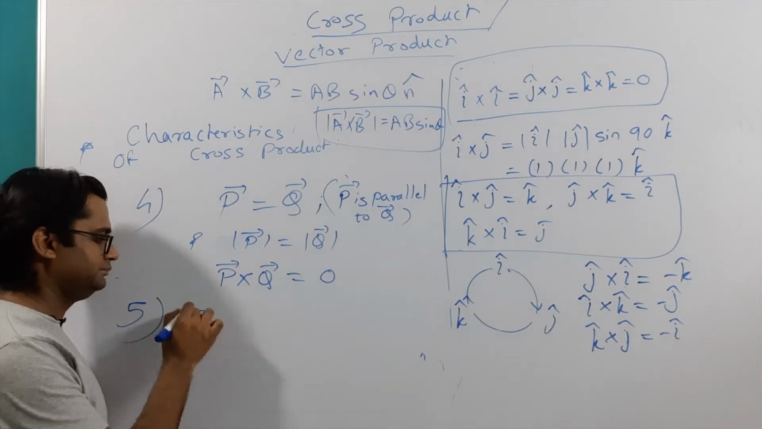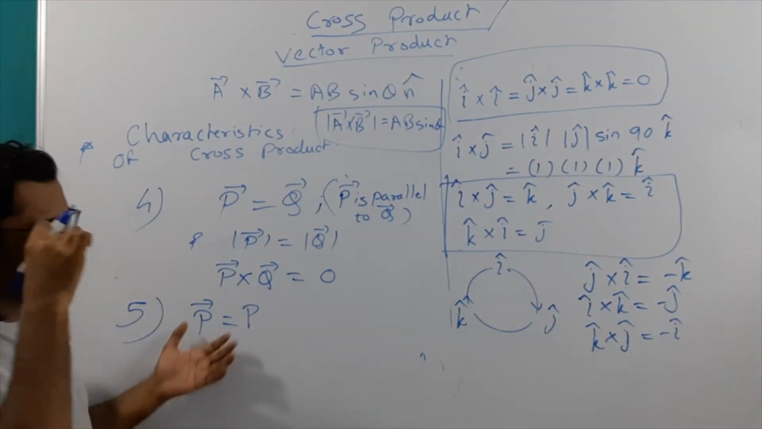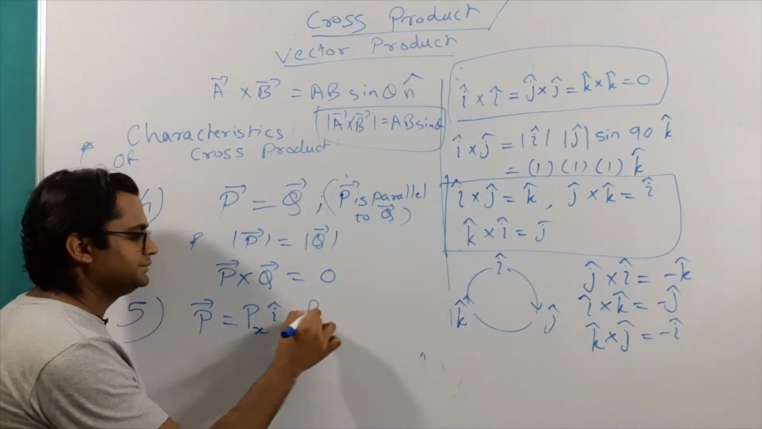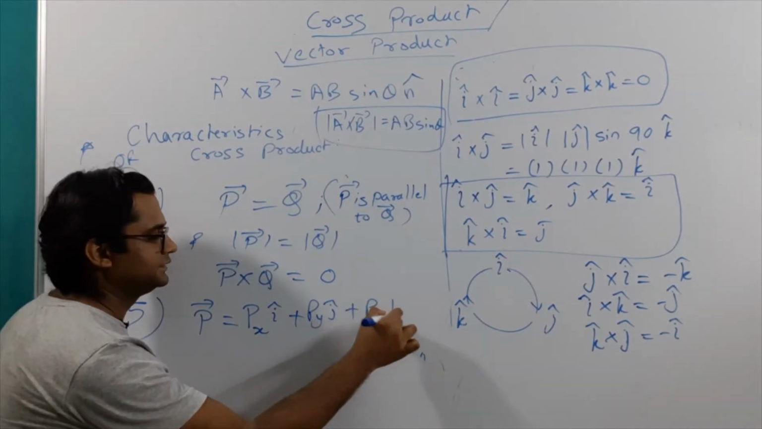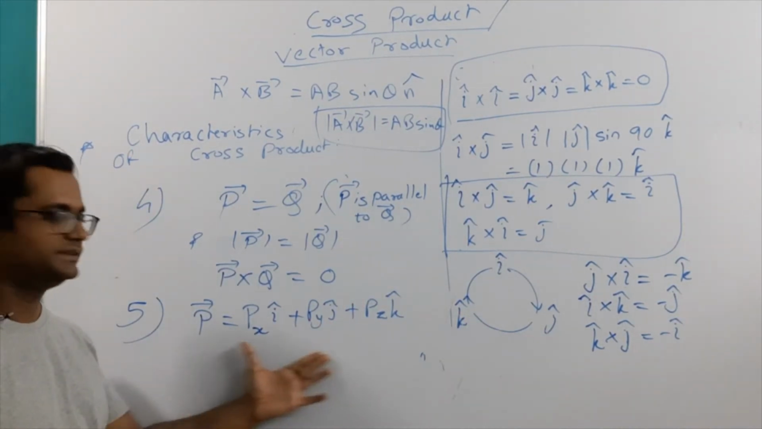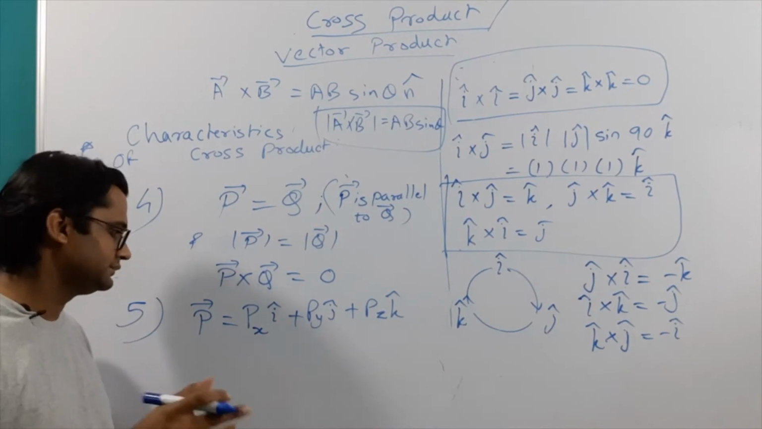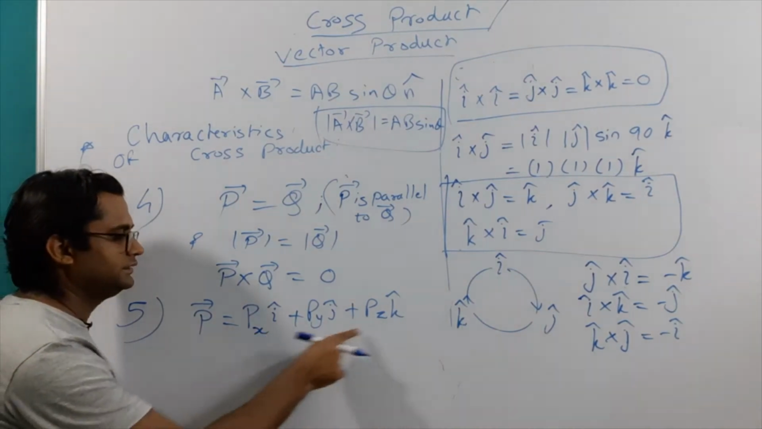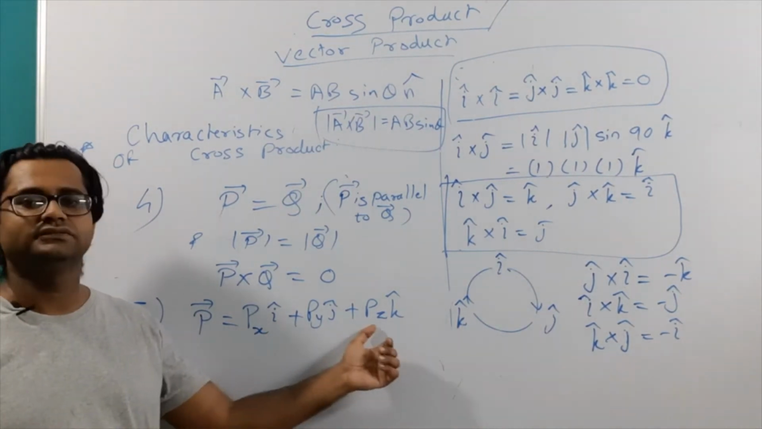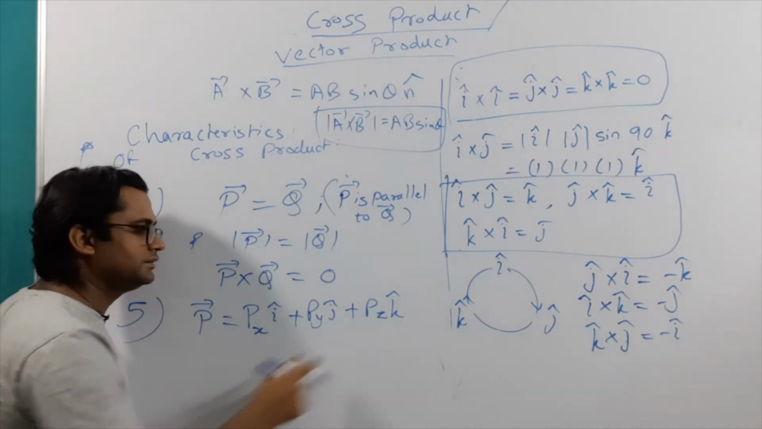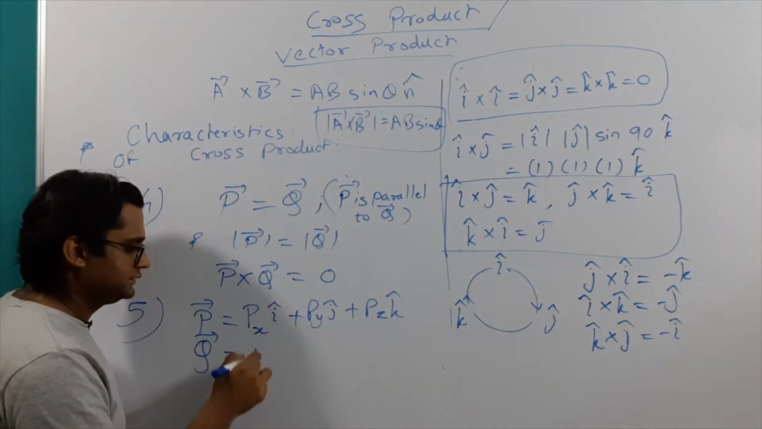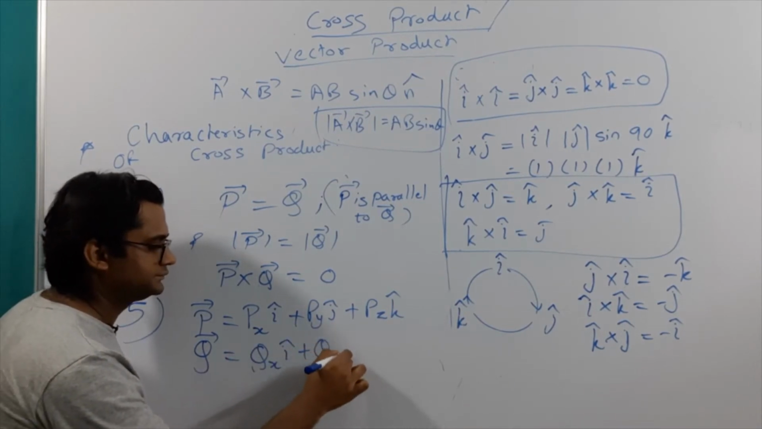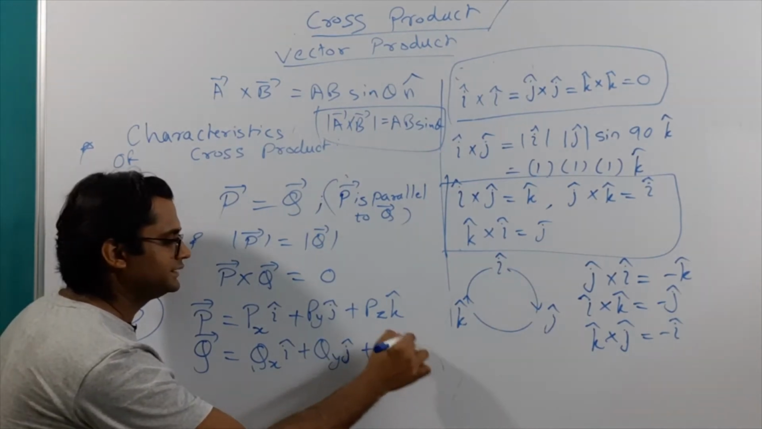If my p vector is represented, we will write p vector as px i cap plus py j cap plus pz k cap. Remember, I have taught you this particular condition in our resolution of vector. Any vector can be written as the sum of two or more vectors which are along x, y and z direction. So these are the rectangular components of a vector. Another vector q can be written as qx i plus qy j plus qz k cap.